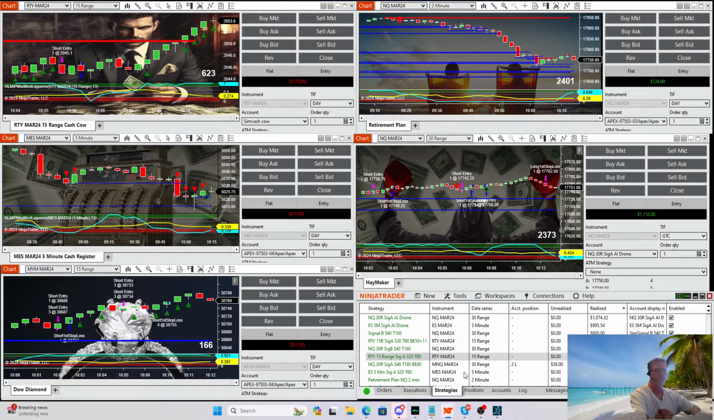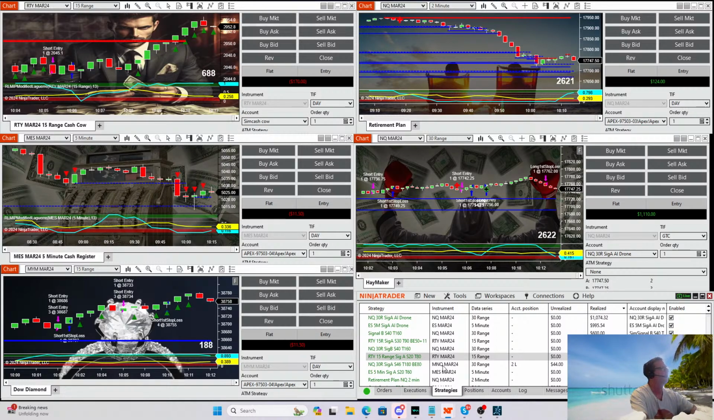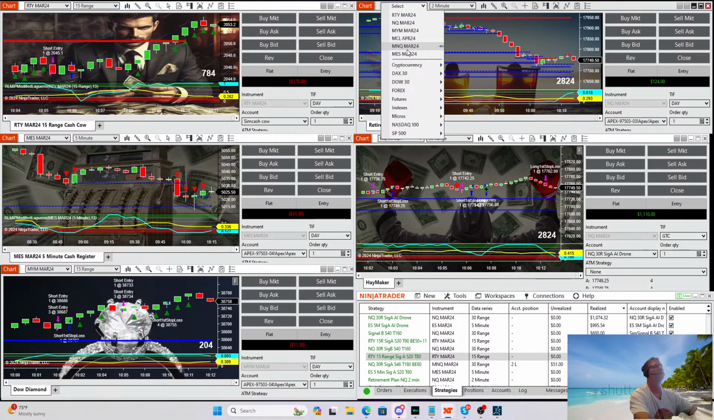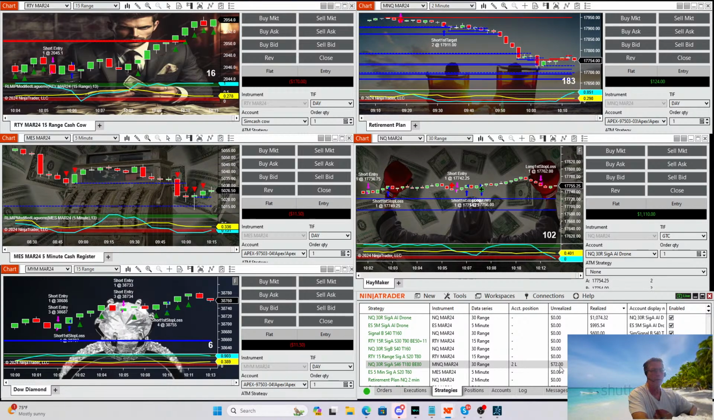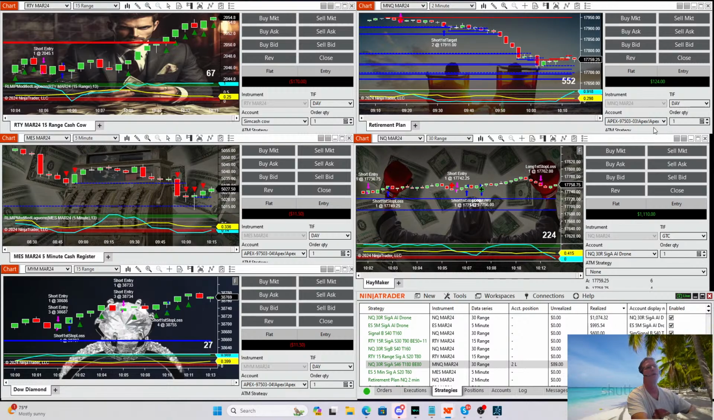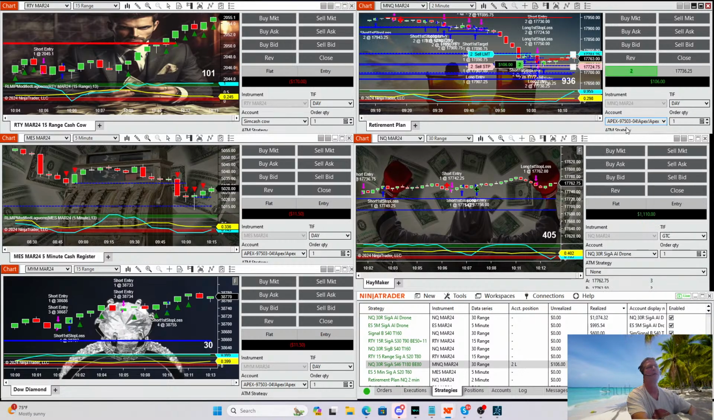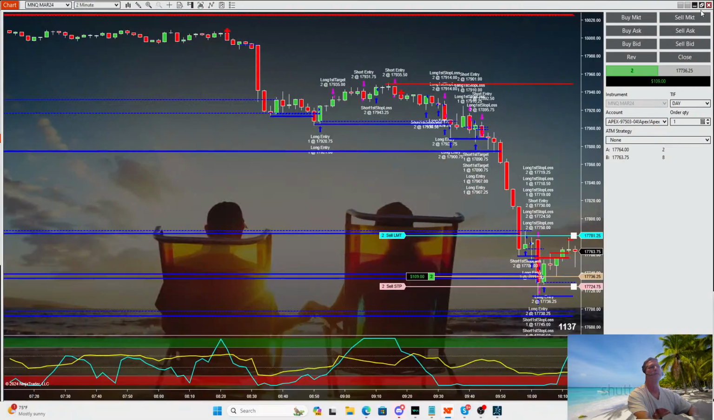Order filled. Oh, actually, I took a trade in my Apex on the MNQ. Let's put this one on the MNQ. Take a look at that one. Order filled. We're right here, Apex 4. Order submitted.